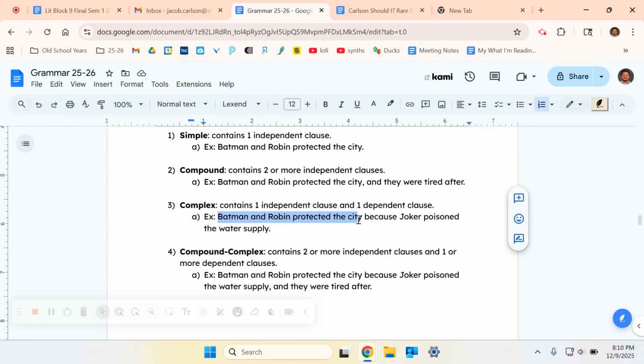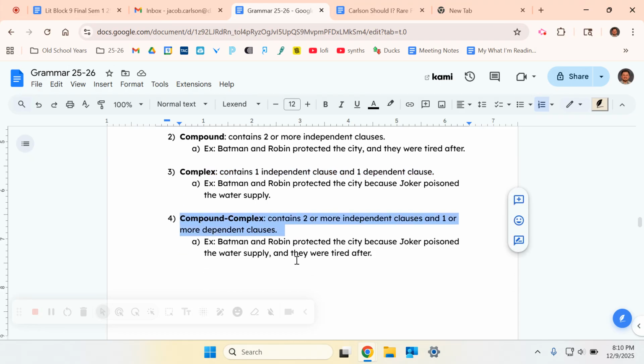Next, if we take that same starting independent clause, Batman and Robin protected the city because Joker poisoned the water supply. This is a dependent clause. If I were to say because Joker poisoned the water supply, and I asked if that sounds right or if it sounds complete, you would say no. It sounds like it's missing something. So this is an example of a complex sentence, which is one independent clause and one dependent clause.